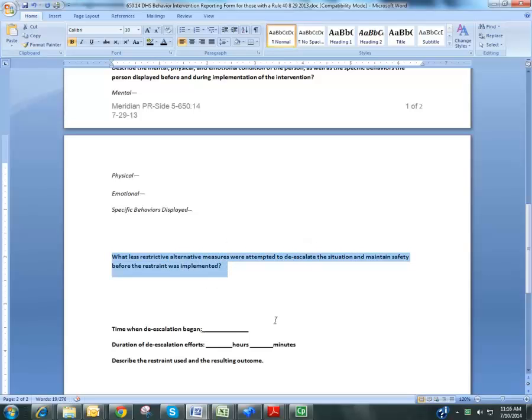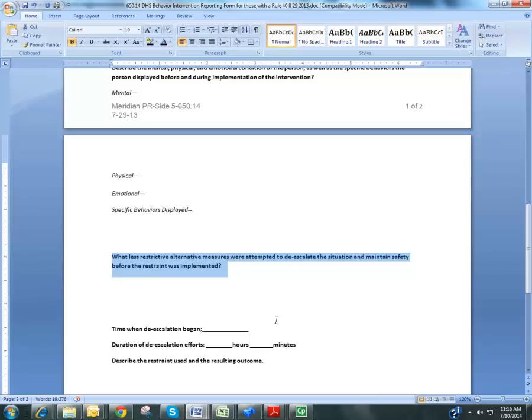In this section, you are going to talk about the less restrictive alternative measures that were attempted to de-escalate the situation and maintain safety before the restraint was implemented. So this is where you want to talk about all of your de-escalation techniques that you tried with the person. Talk about changes that you made in the environment. Talk about things that you did in terms of your communication, how you may have approached the person with a different, softer, calmer communication. Talk about ways that you redirected a person.